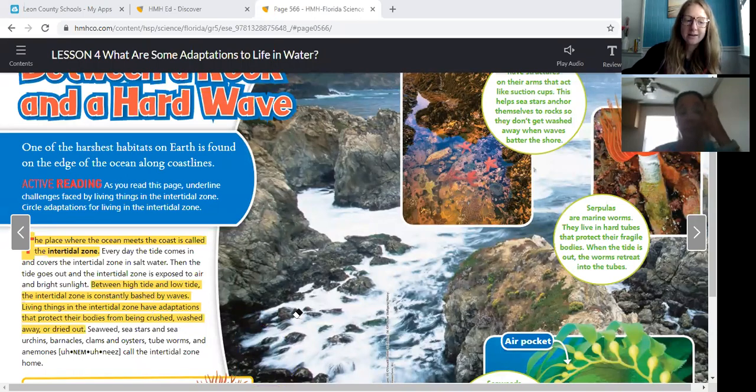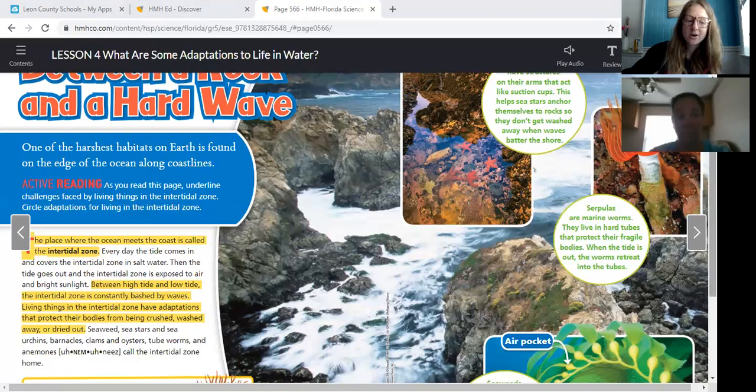Every day, the tide comes in and covers the intertidal zone in salt water. Then the tide goes out and the intertidal zone is exposed to air and bright sunlight. Between high tide and low tide, the intertidal zone is constantly bashed by waves. Living things in the intertidal zone have adaptations to protect their bodies from being crushed, washed away, or dried out.